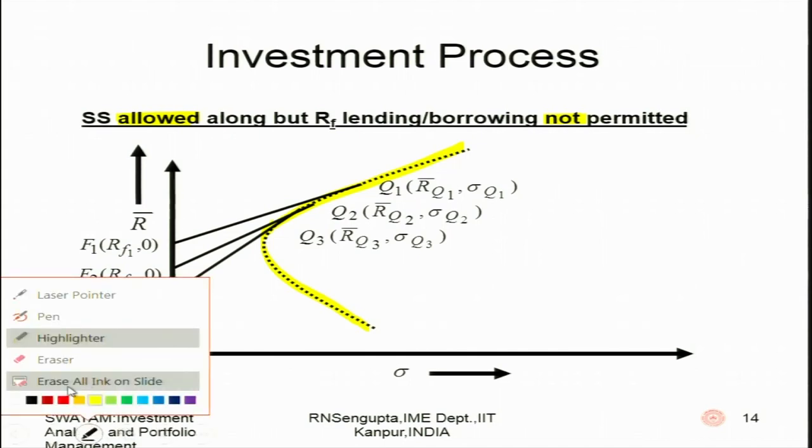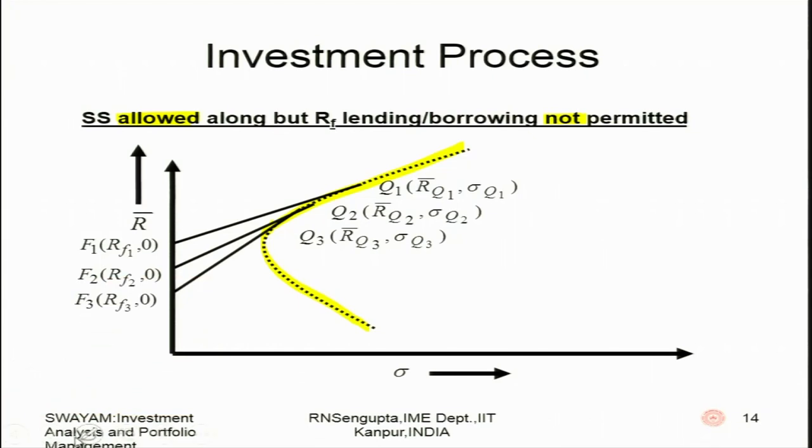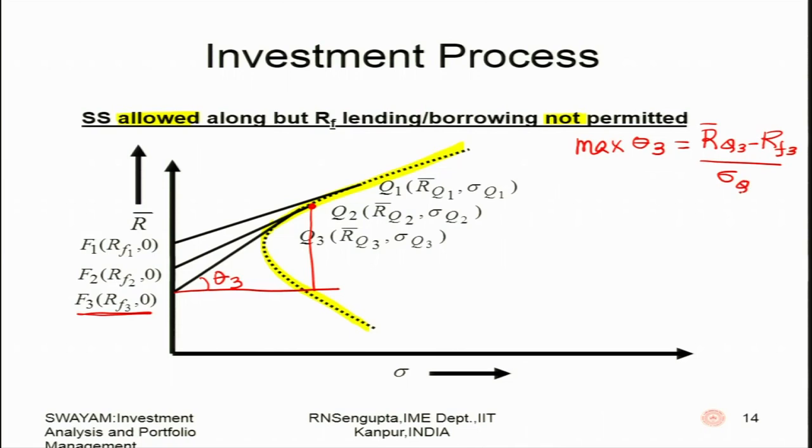So, what I am doing is like this. For the first point, let me use a different color, that will make better sense. Consider RF3. You have drawn the tangent and consider this is Q3. So, when I do that, the line is this. The triangle, this is theta 3, because 3 is the suffix. So, maximizing theta 3 will be equal to R bar Q3 minus RF3 divided by sigma Q3.